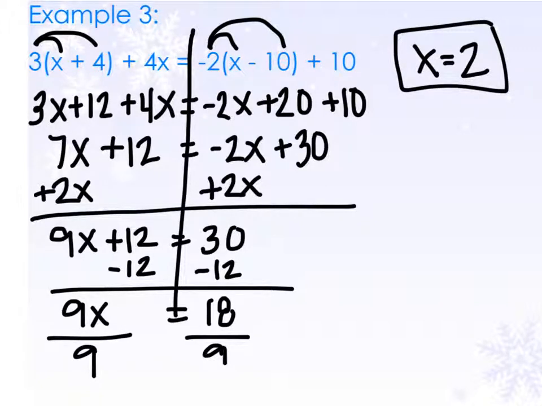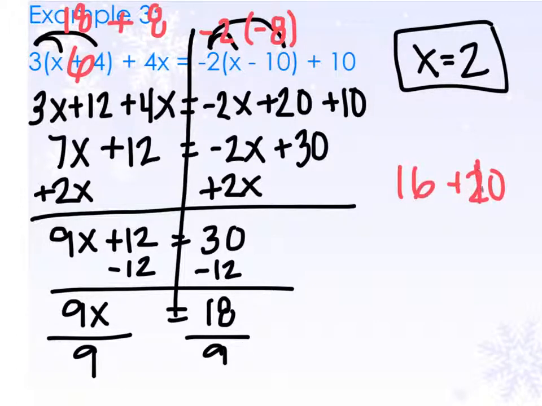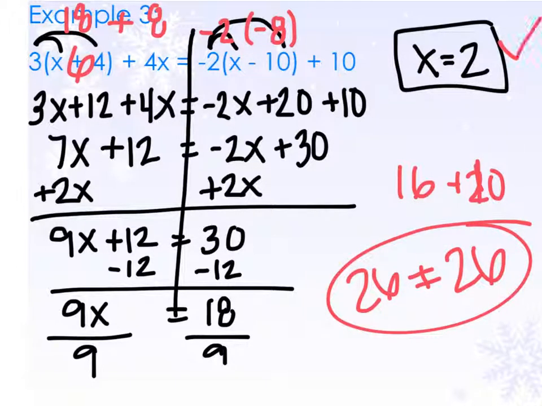Again, I would want to plug it back in. 2 plus 4 would give me 6 right here, and 3 times 6 would give me 18. 2 times 4 would give me 8, so on the left I'm looking at 18 plus 8, which is 26. On the right side, 2 minus 10 would give me negative 8, times negative 2 gives me a positive 16 plus 10, which gives me 26 is equal to 26. So I'm good, I checked it, and I'm ready to move on.